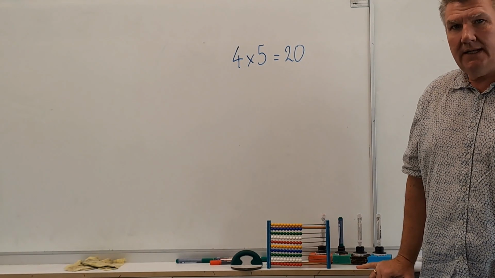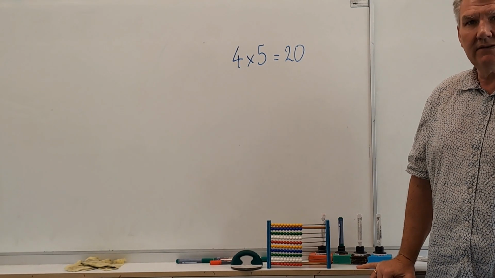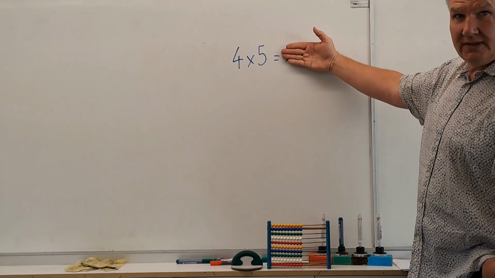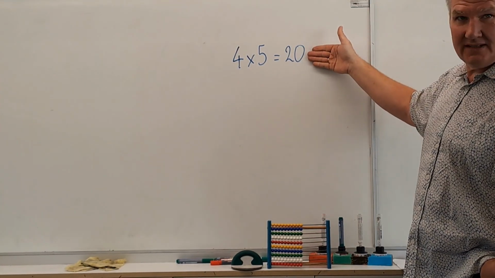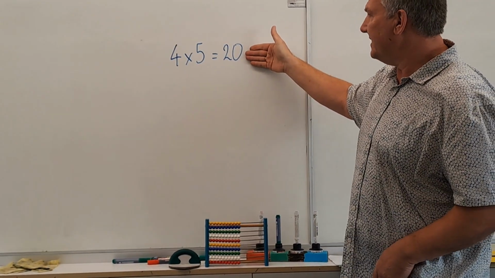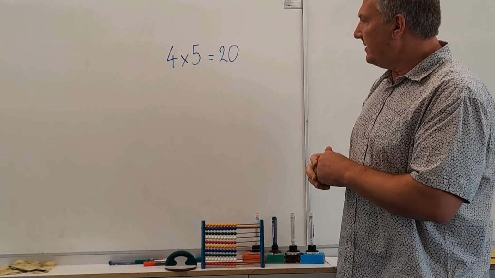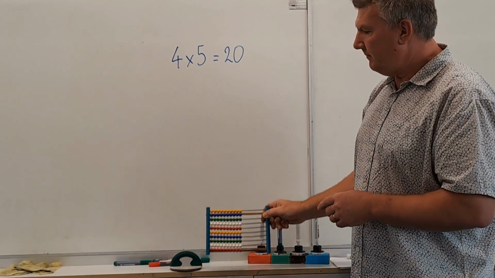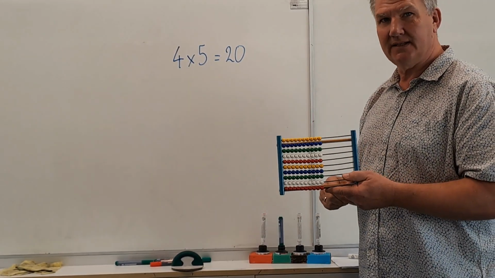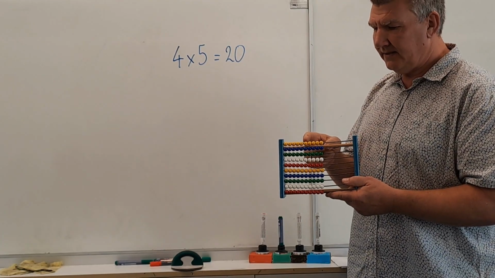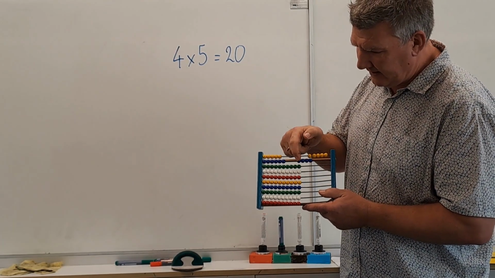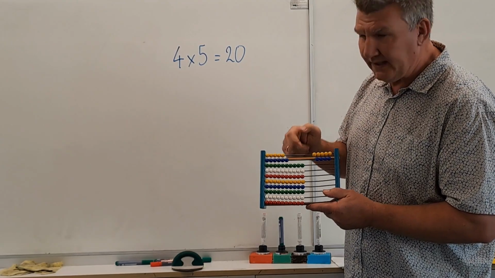So I'm just going to share a conversation I had fairly recently with one of my Year 9 classes. And I had this question on the board, and the entire class were confident that the answer was 20, which is obviously correct. But that's not the interesting thing. The interesting point is when I picked up my abacus and actually said, show me the question on the abacus, the first student who volunteered came up and simply did that.